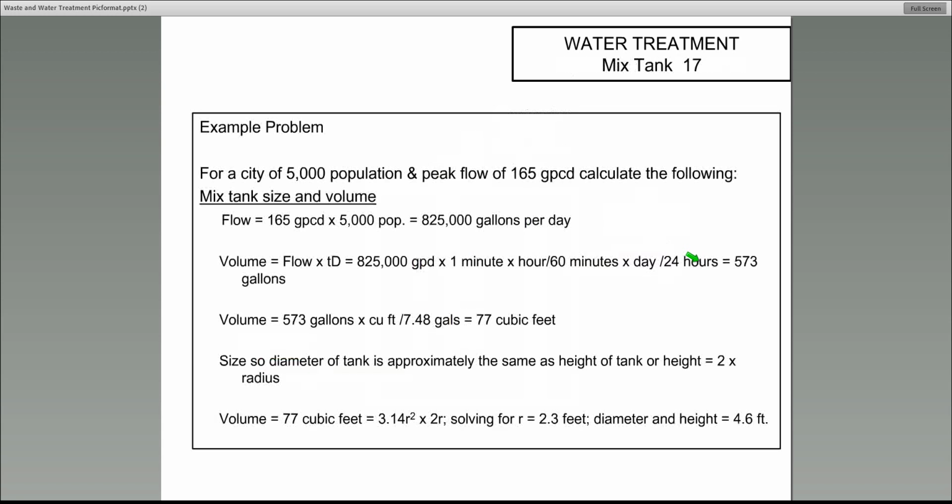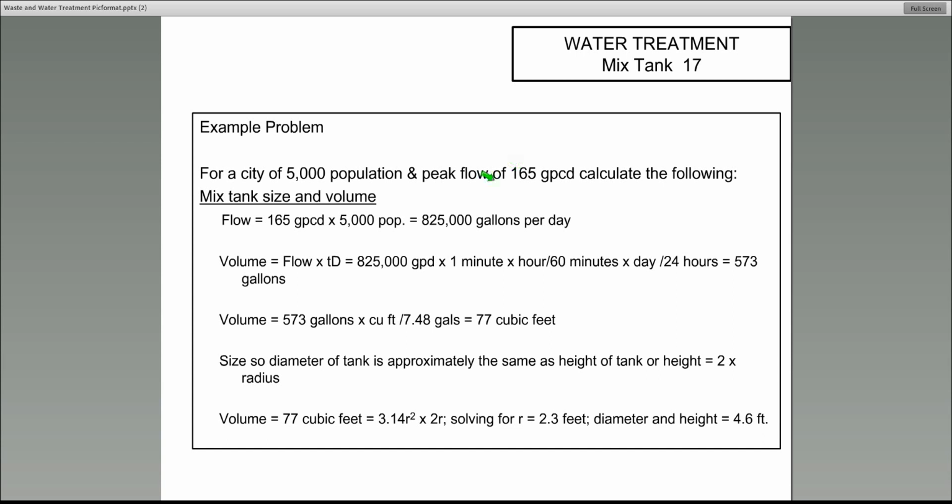So how do you design a mixed tank? If you have a city of 5,000 population and a peak flow of 165, now I'm given a peak flow of 165. Sometimes if they say the peak flow is a factor of 2 or 1.5, then you would have to multiply that 2 times the 165 because the 165 is the average design flow. But if they give you the peak flow outright, then you just go with the 165.